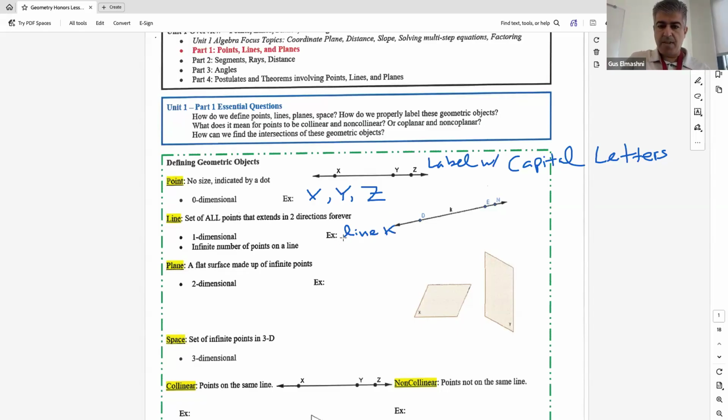You can also call it DE or EN or ND. There's so many ways you can call it.